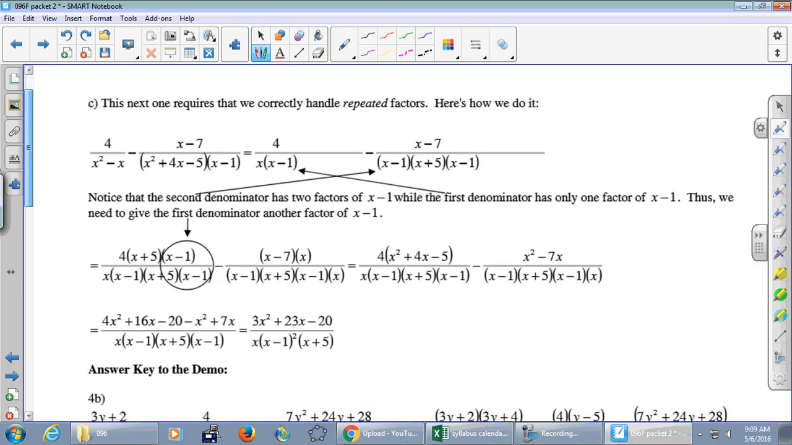So for part C, it says the next one requires that we correctly handle repeated factors, and here's how we do it. So this one just has 2 fractions subtracted. The first fraction we're going to factor. Again, greatest common factor is always first. What comes out of both? X. And so you can see I've written X on the outside of X minus 1, so that's factored.